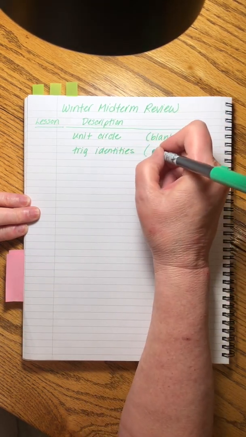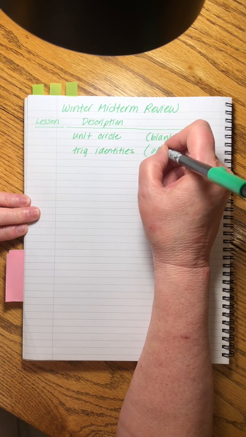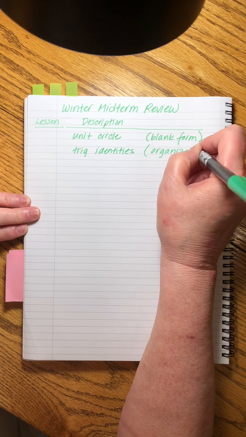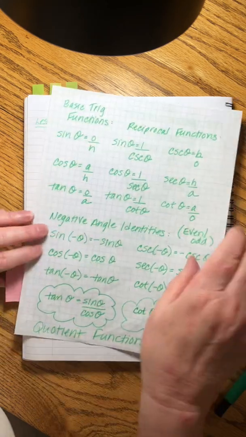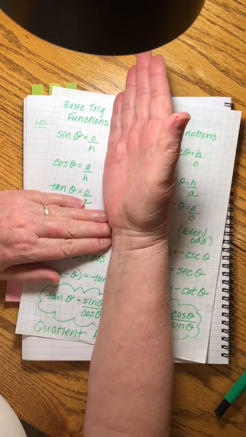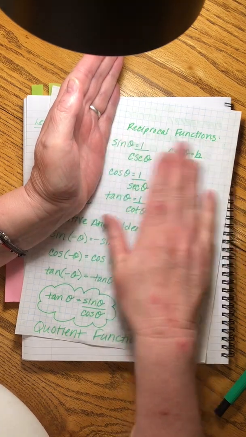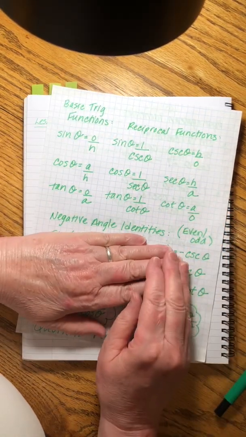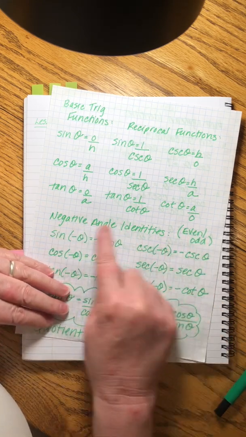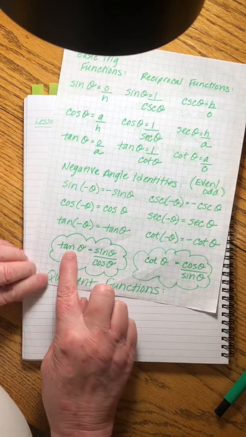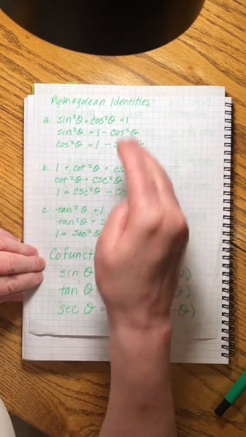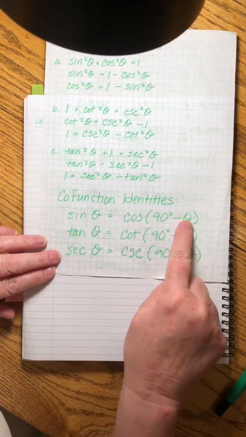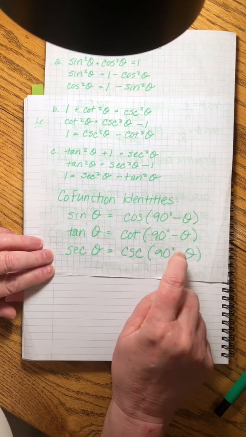With the trig identities, I will have an organized form with the general categories. For example, a section that says basic trig functions. Then reciprocal functions, and you'll write them in. Negative angle identities, or I'll put even or odd because they're called both things. Quotient functions are tangent and cotangent. For the Pythagorean identities, I'll make 9 places and divide them into 3 sections of 3. The co-function identities are important also. Make sure you have those.